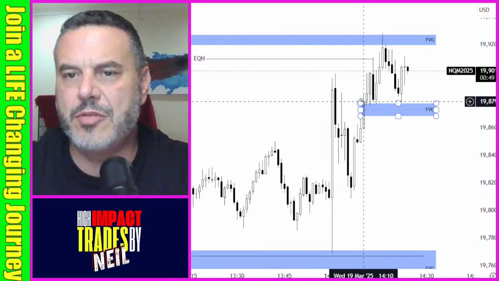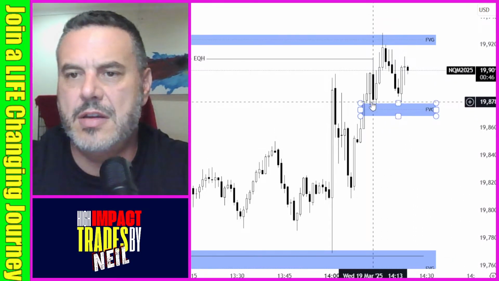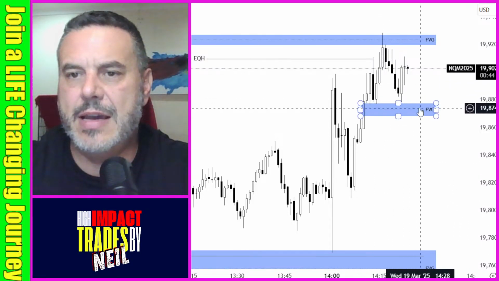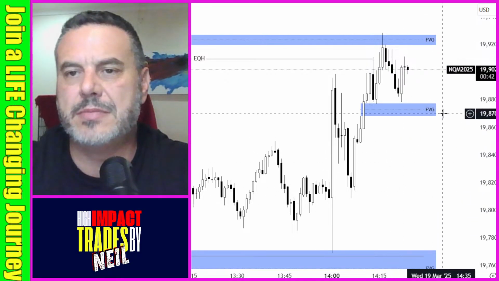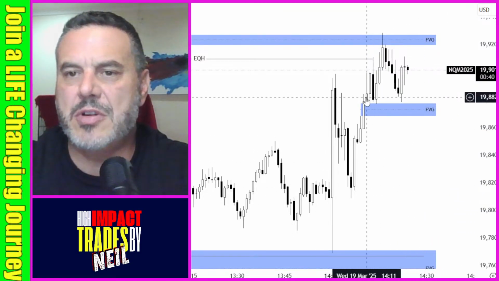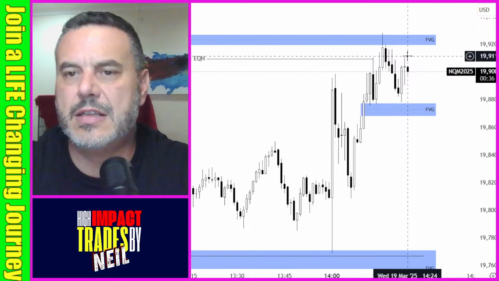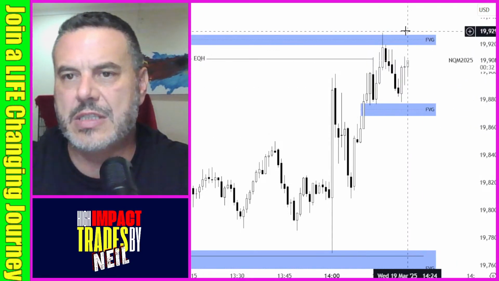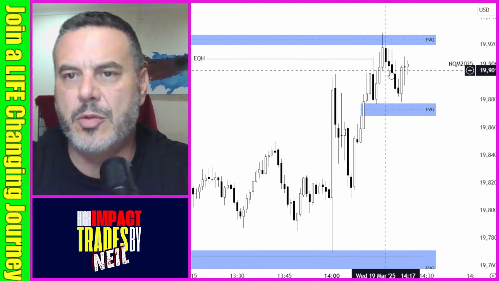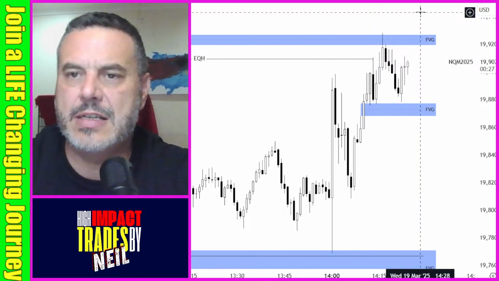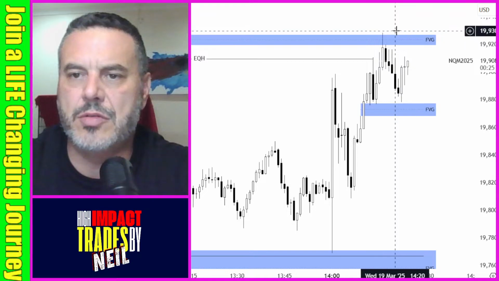Okay, so now we've got 1, 2, 3 tests of this fair value gap. That's nice liquidity as well. So seeing that we've got that liquidity here and bigger liquidity down here, I think that liquidity will be taken with an inversion at some point. We just want to see, are we going to go higher and create a nice entry, or what are we doing here?